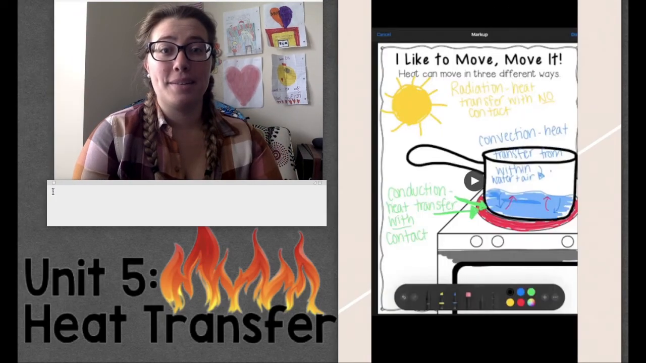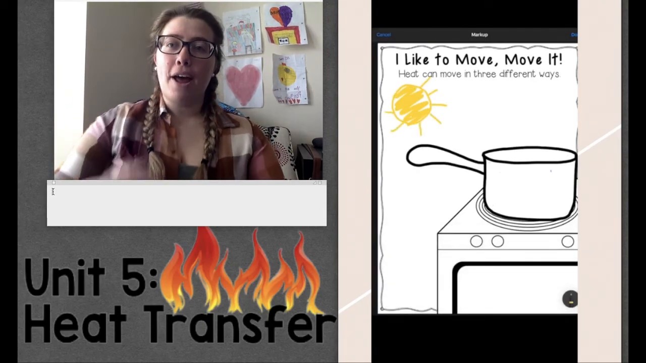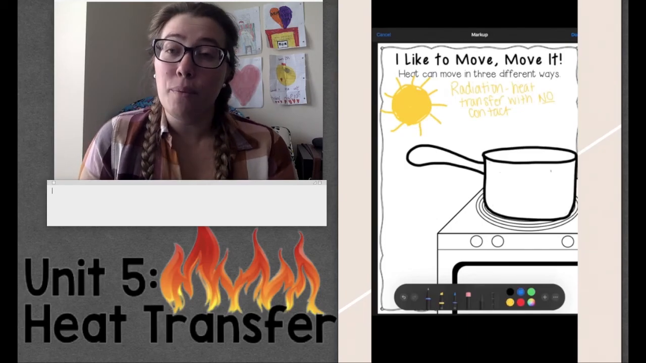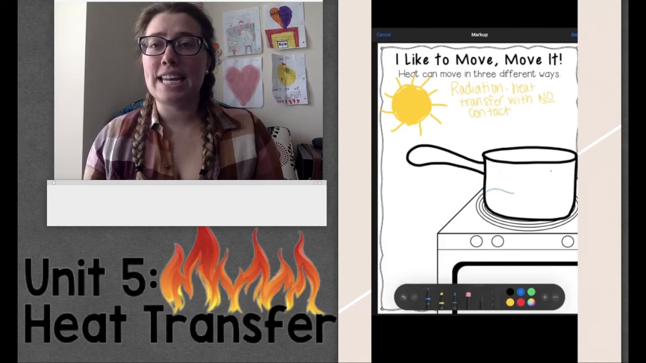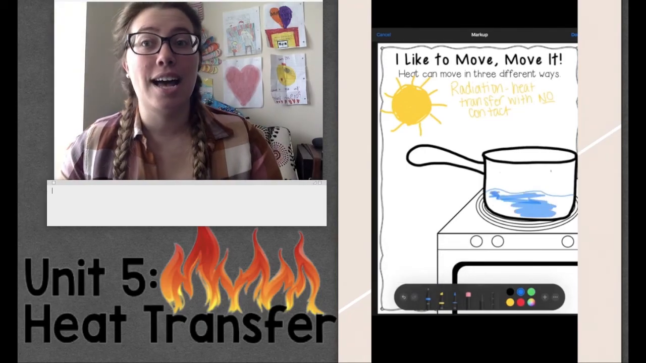Last week, we talked about the ways that heat can move. And we talked about how heat can move in 3 different ways. The first way was radiation, and that was heat transfer with no contact. Like when we go outside and we're standing in the sun, we can feel the heat of the sun, but the sun is not actually touching us.